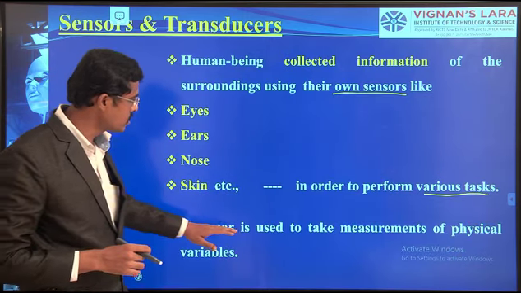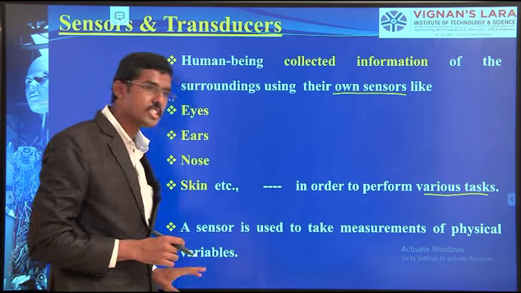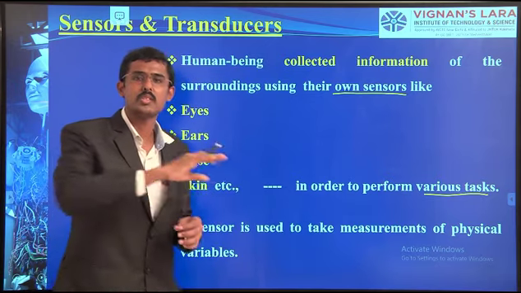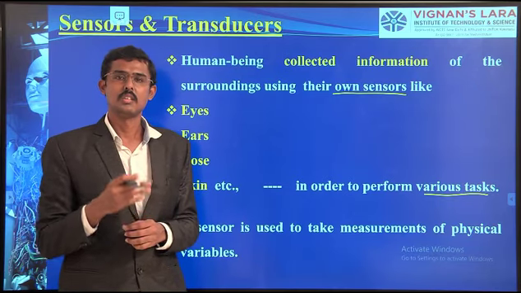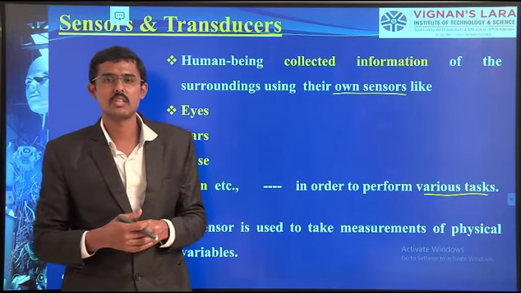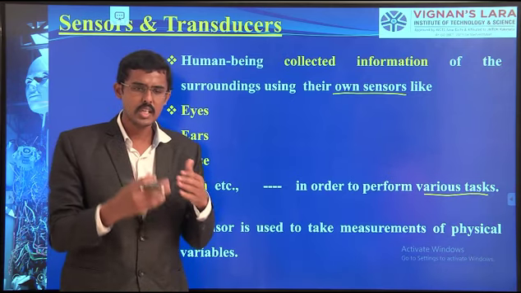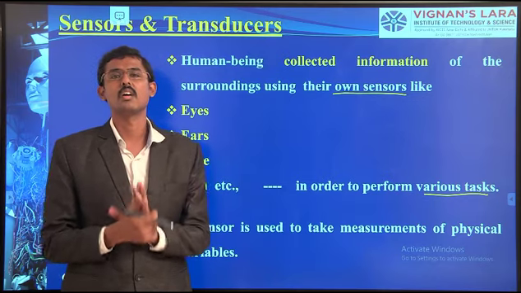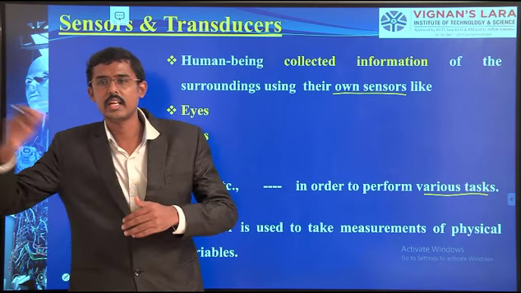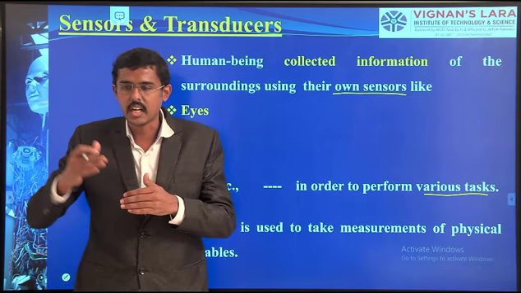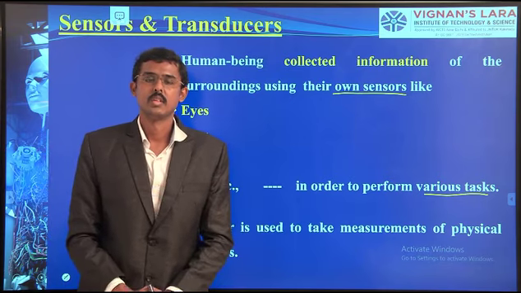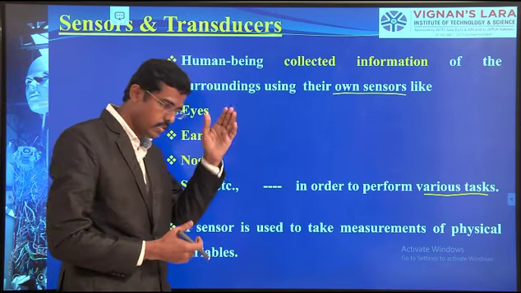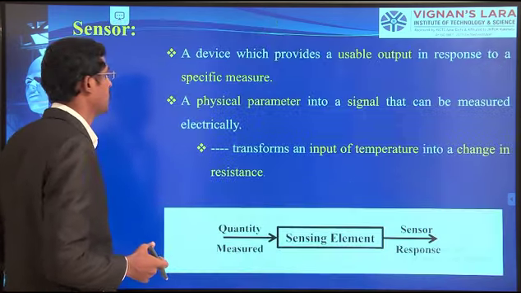Sensors are used to take a measurement of a physical variable. We are measuring temperatures, speeds, using pressure generators and thermocouples. Various measurements we are doing. These measurements are to be converted into an electrical quantity. It means signal conditioning is to be done. So those things are divided into the categories of sensors and transducers. We will see about them one by one in the upcoming slides.